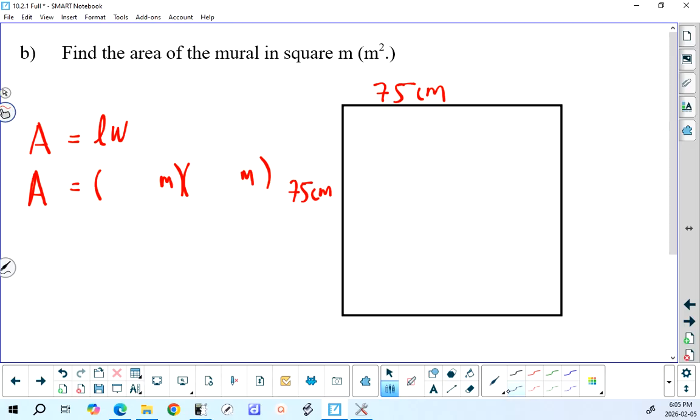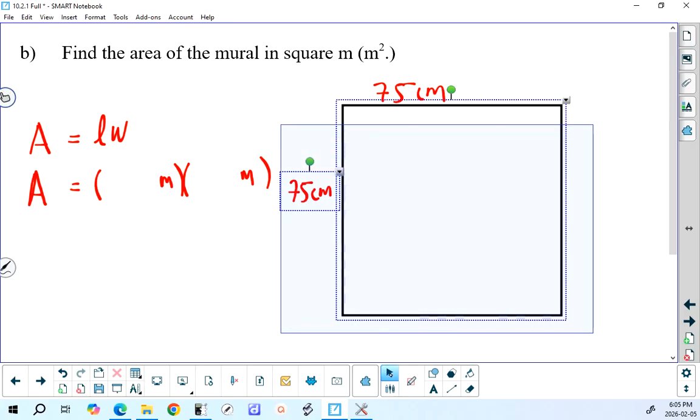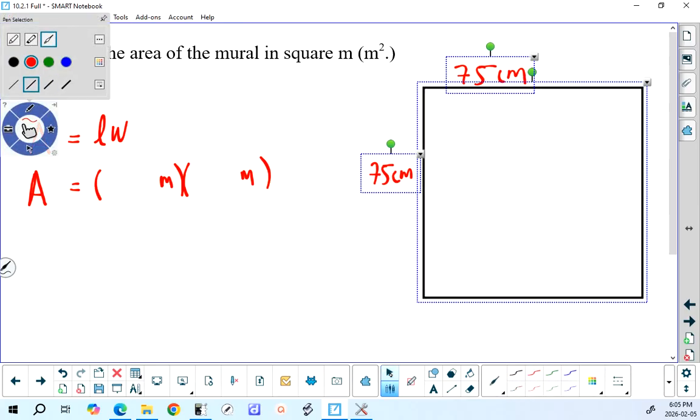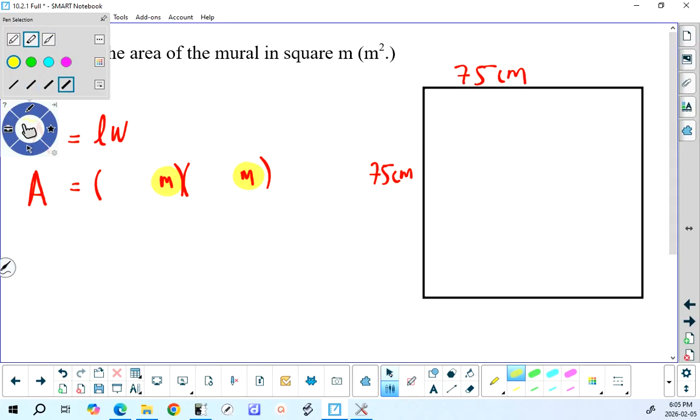Well, the only way you're going to get square meters is by multiplying meters by meters, right? That's the only way that you're going to get square meters. And that tells us that what we need to do is convert 75 centimeters to meters.